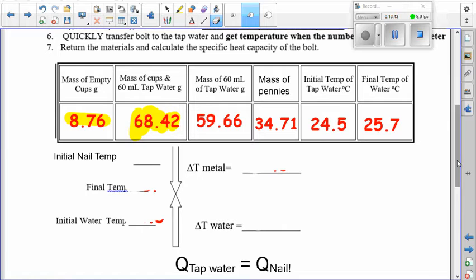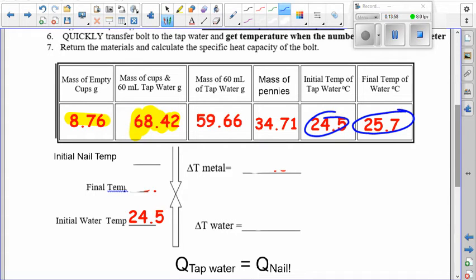Okay. Now in this section, we're going to break it down. The initial temp of my water, that's already listed. That's just coming from right here, 24.5. The final temp of my water, just coming from right here, that's just data that you collect during the lab. That's nothing special there. It's 25.7. Okay, so if I want to know how much temperature my water changed, I'm going to find the difference between these two. Miguel, what did you get for the delta T of your water? 1.2. Love it, love it.